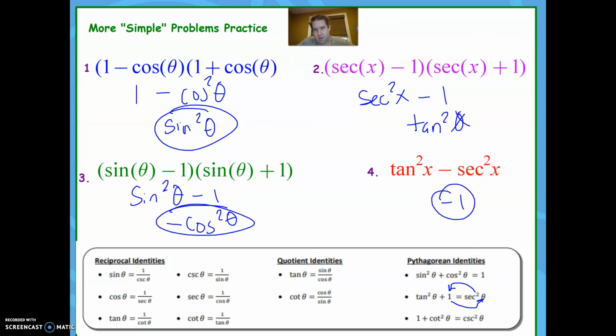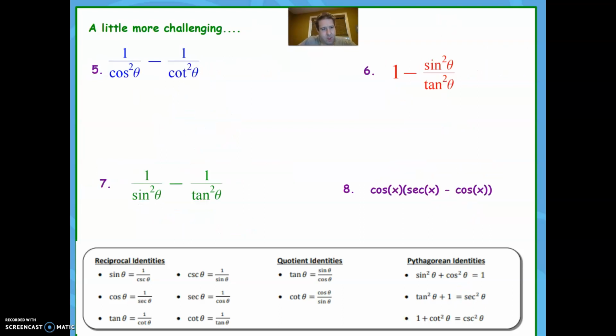Okay, and next, here we go. A little bit more challenging here. So 1 over cosine squared of x is right here. So that's really secant squared of x. Secant squared of x, actually, hold on, let me see if that's, yeah, that should get me somewhere. Minus 1 over cotangent. 1 over cotangent would be minus tangent squared of theta.